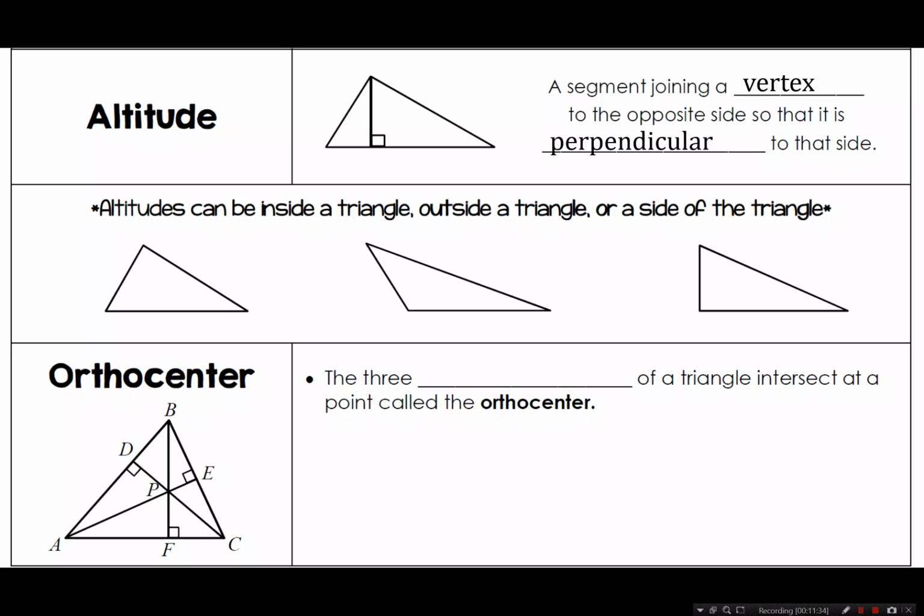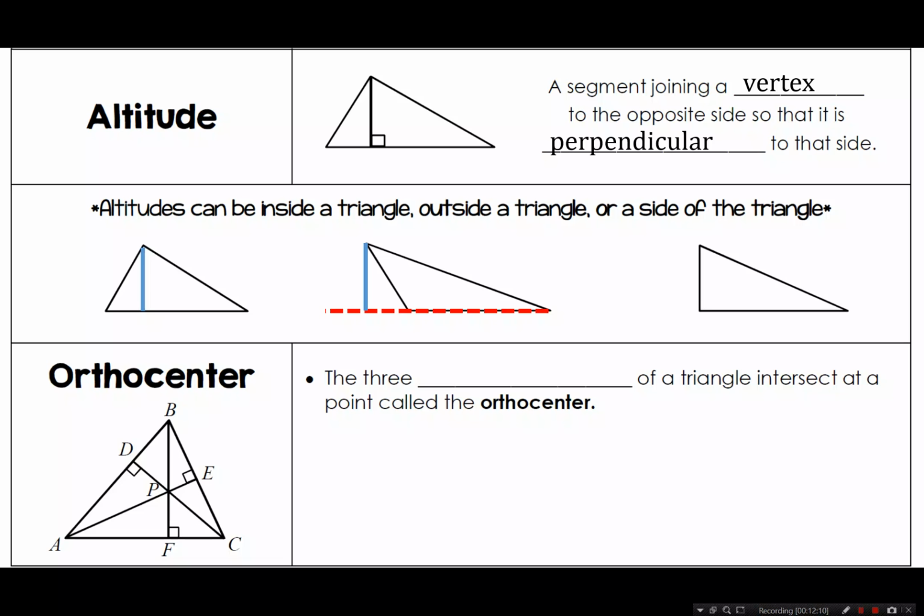Now, our altitudes can be inside the triangle, outside the triangle, or on a side of the triangle. In this first example, if we wanted to draw our altitude, we would just draw a line going straight down through here, and notice that that altitude would be inside the triangle. On this next one, this is the obtuse triangle. We actually have to extend this bottom line further, and then draw the line going straight down to be perpendicular to that line. Now that altitude is outside of the triangle.